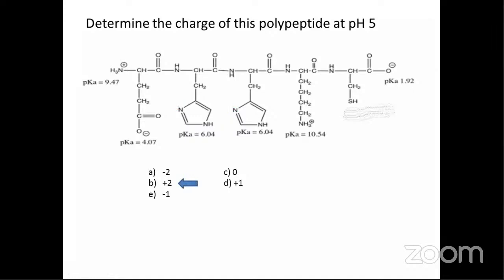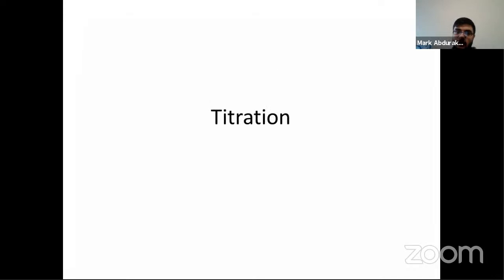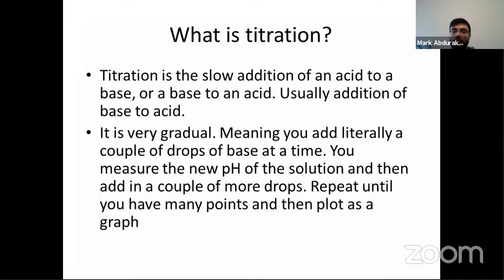Okay. So now we move on to what I consider one of the hardest parts of acids and bases, titration. So what is titration? Let's just go over it in a lab procedure. Titration, and I'm sure some of you have done this either in gen chem lab or maybe in high school chemistry or in organic chemistry labs. Titration is a slow addition of an acid to a base or a base to an acid. Usually we'll talk about addition of a base to an acid, but it could really go either way, okay?